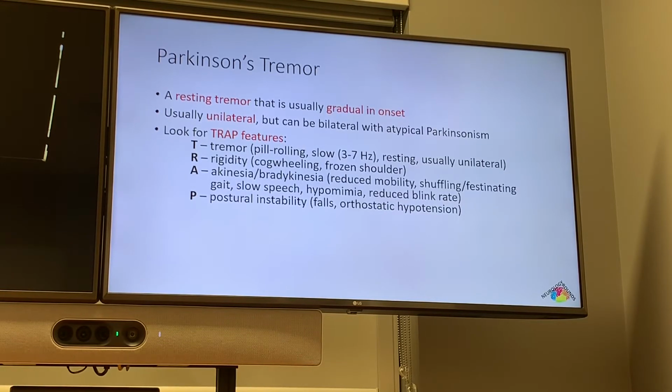So this could be reduced mobility. It could be the shuffling or festinating gait where they're very slow to get started, but once they start, they kind of speed up.